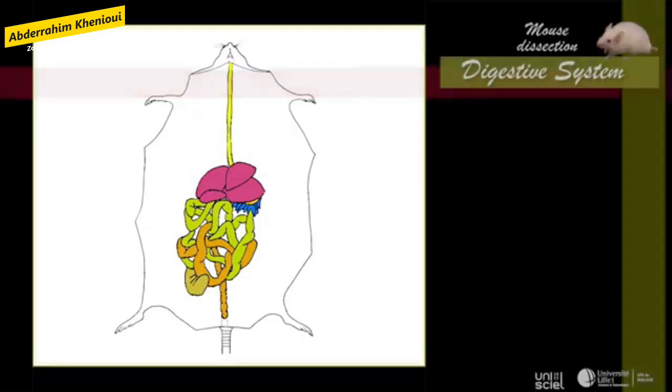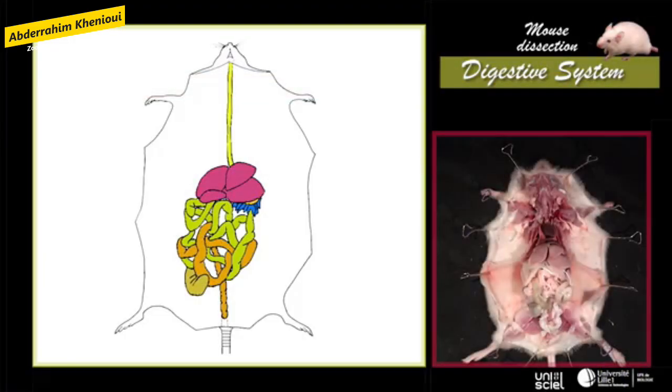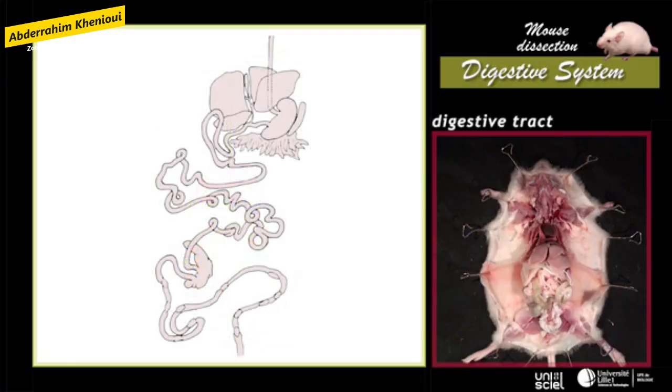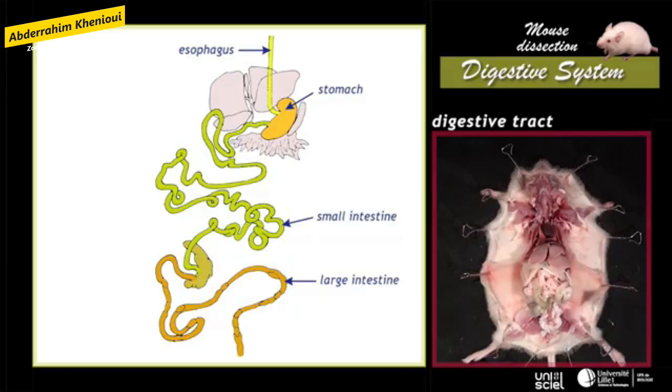The mouse's digestive system is composed of a complete digestive tract going from the mouth to the anus and by additional glands. The digestive tract is divided into 4 regions: the esophagus, the stomach, the small intestine, and the large intestine.